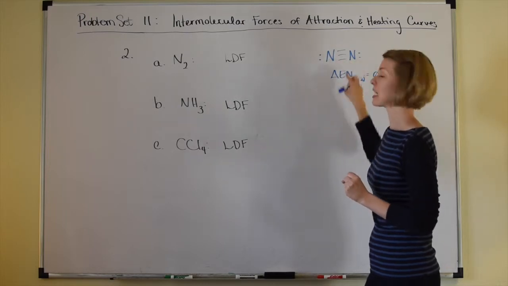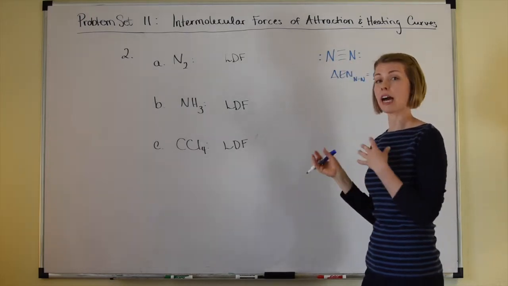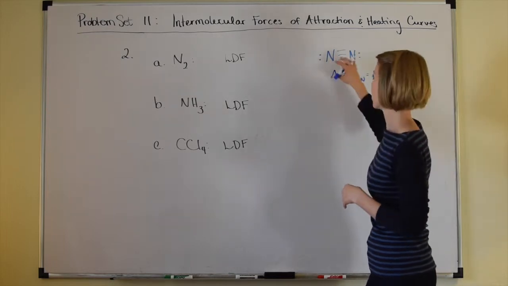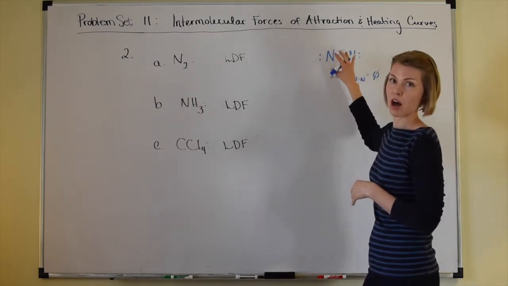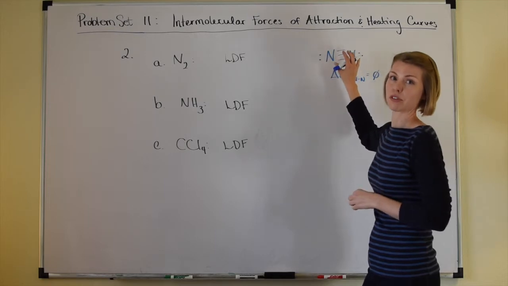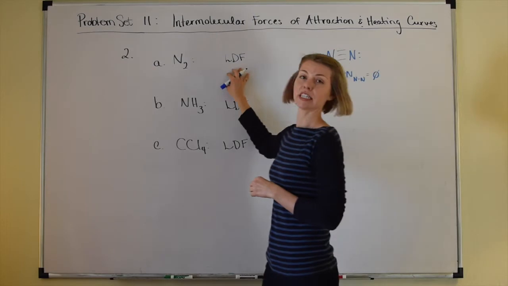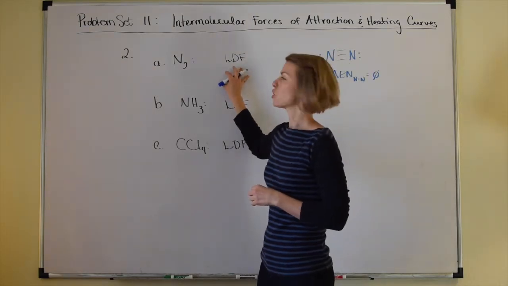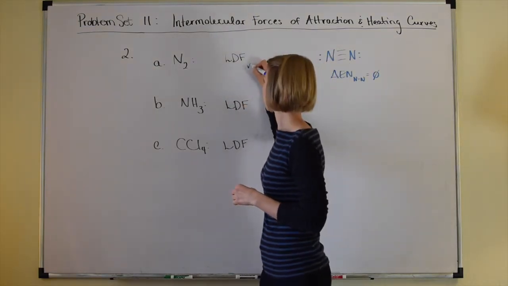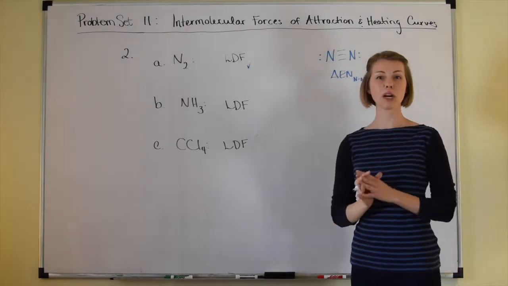Okay, so we know that this is a non-polar molecule. Neither side is winning the tug of war for those 6 electrons that are shared in that triple bond. So the only type of force of attraction that can exist between nitrogen molecules are the London dispersion forces of attraction. So we're done with A. I'll put a little check here. We're done there. Let's go on to B.